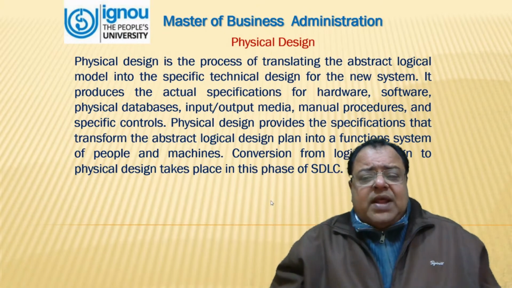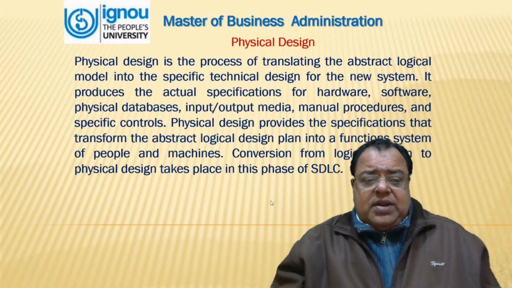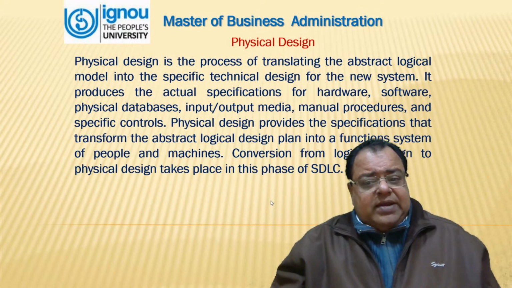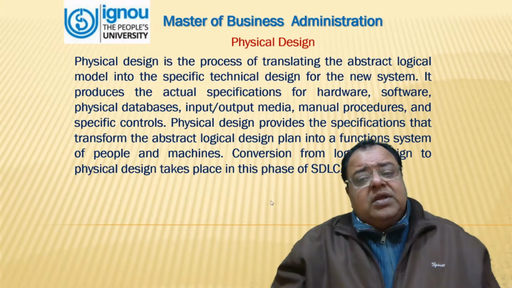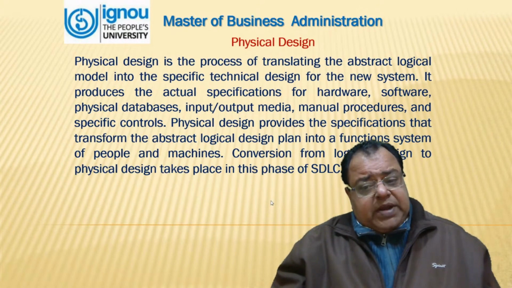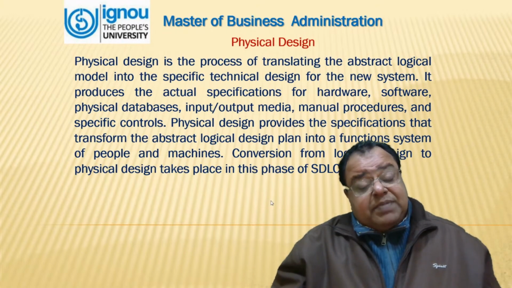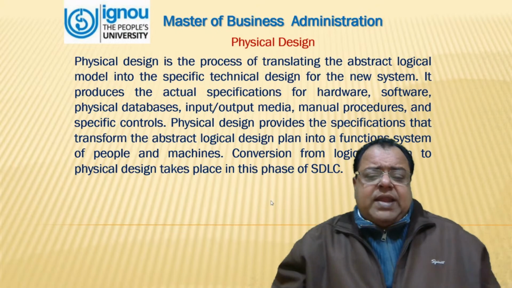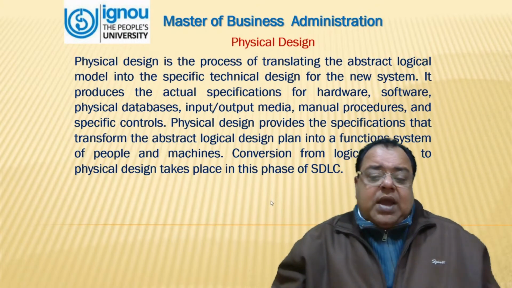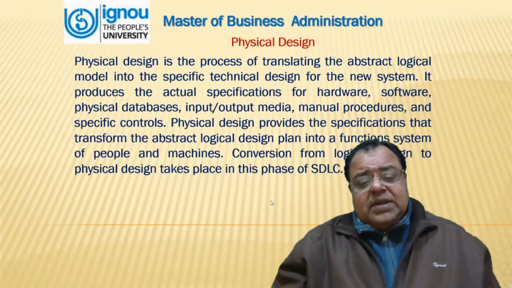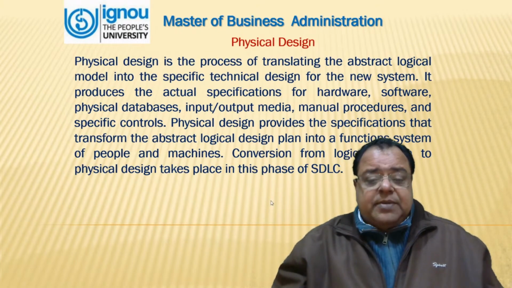Physical design is the process of translating the abstract logical model into the specific technical design for the new system. It produces the actual specifications for hardware, software, physical databases, input output media, manual procedures, and specific controls. Physical design provides the specifications that transform the abstract logical design plan into a functional system of people and machines. Conversion from logical design to physical design takes place in this phase of SDLC.